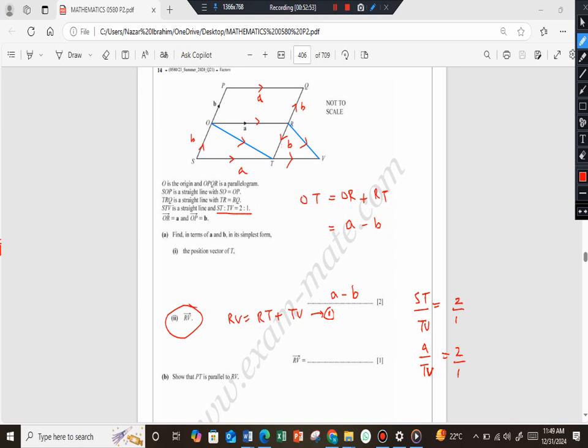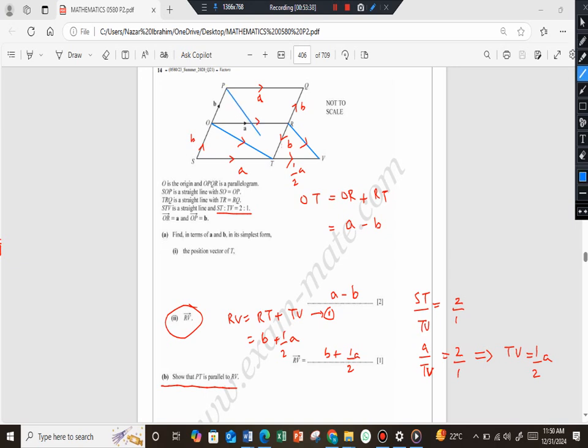So this implies that TV is equal to 1 upon 2 A. Clear? So putting the values, RT is equal to B and TV is equal to 1 upon 2 A. We have RV equal to B plus 1 upon 2 A. Clear? Moving further, the third part, part B. Show that PT is parallel to RV.